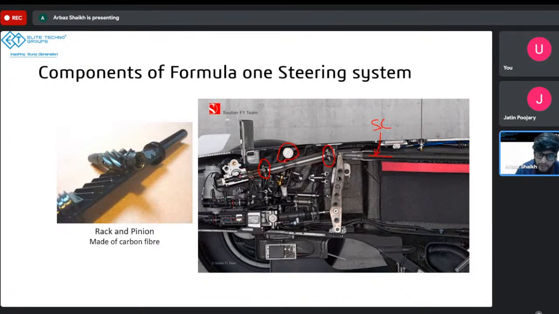And one more thing I want to point out is this white patch you can see in this part. This is actually the side view of your rack.